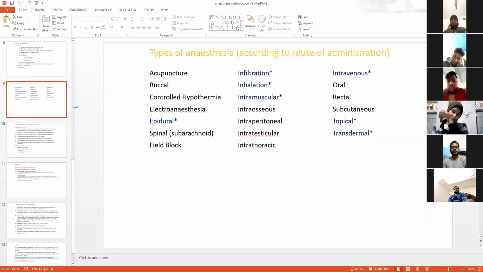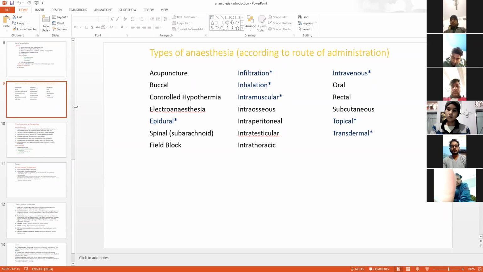Now, next is type of anesthesia. These are the different types of anesthesia. The slide showing star mark is the most commonly used in case of veterinary patients, like epidural anesthesia. Epidural may be anterior and posterior epidural. Infiltration anesthesia, most commonly used for mucous membrane desensitization, like vaginal mucous membrane. Then next one is inhalation.